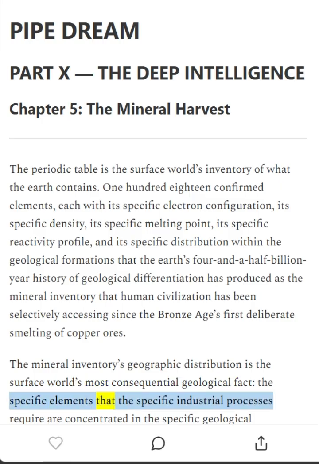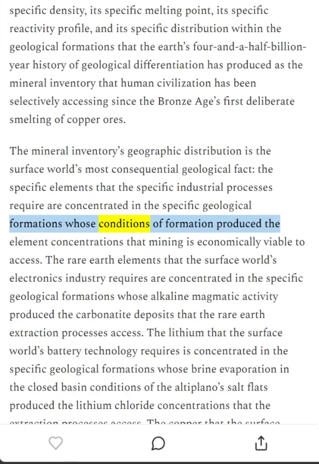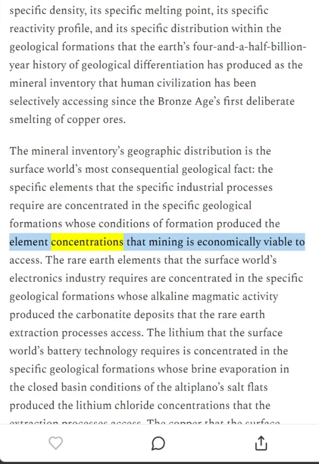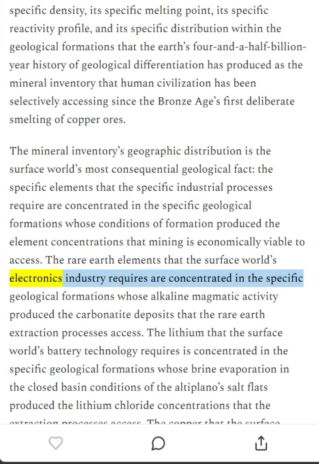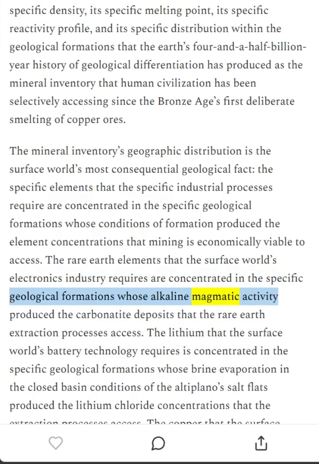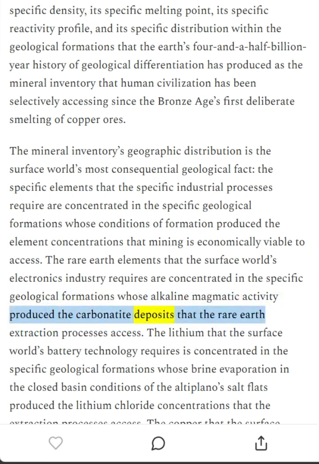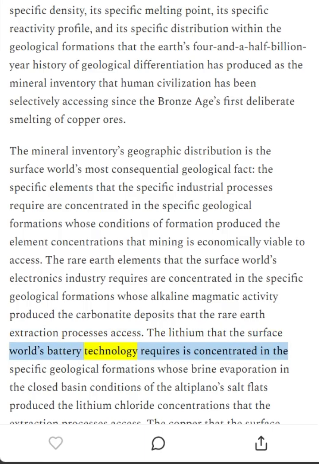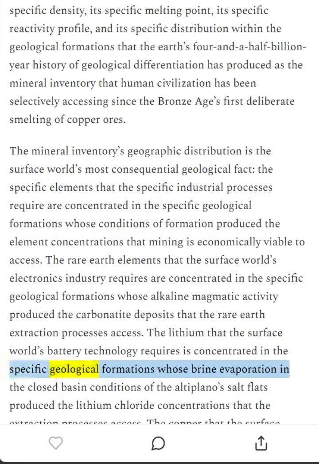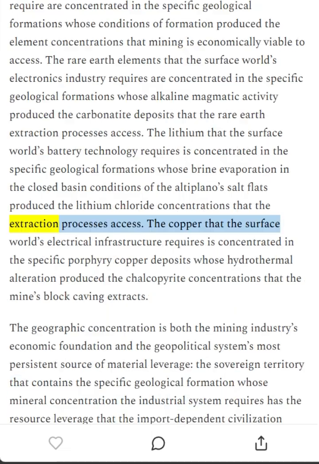The specific elements that the specific industrial processes require are concentrated in the specific geological formations whose conditions of formation produce the element concentrations that mining is economically viable to access. The rare earth elements that the surface world's electronics industry requires are concentrated in the specific geological formations whose alkaline magmatic activity produce the carbonatite deposits that the rare earth extraction processes access. The lithium that the surface world's battery technology requires is concentrated in the specific geological formations whose brine evaporation in the closed basin conditions of the Altiplano's salt flats produce the lithium chloride concentrations that the extraction processes access.